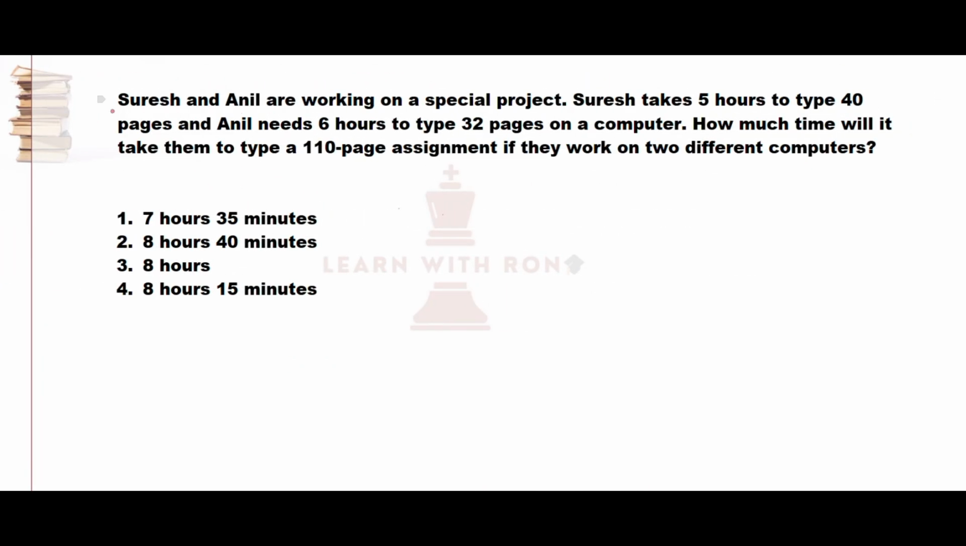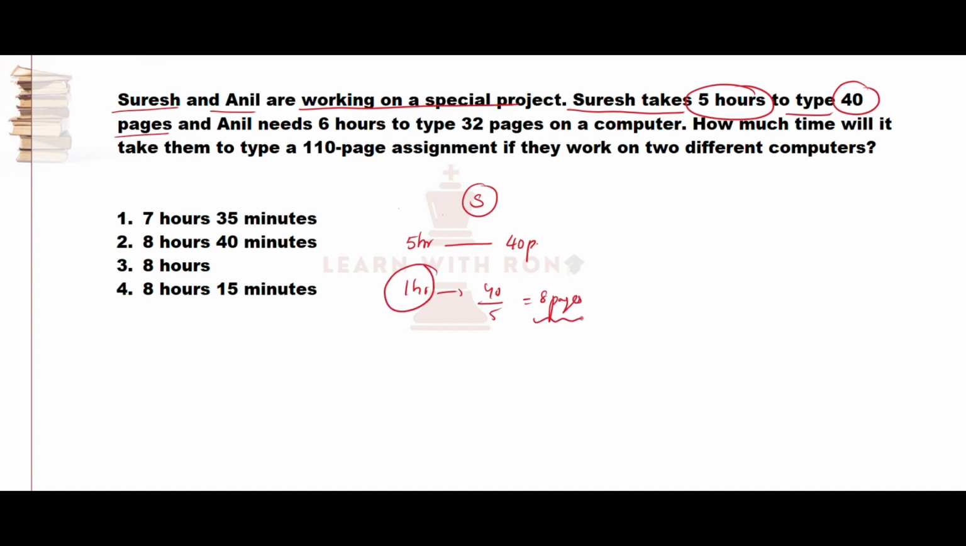See this question. Suresh and Anil are working on a project. Suresh takes 5 hours to type 40 pages. See, there is a person Suresh, in 5 hours he can type 40 pages. So in 1 hour, 40 by 5, 8 pages, right? So the efficiency of Suresh is that in 1 hour he can type 8 pages.